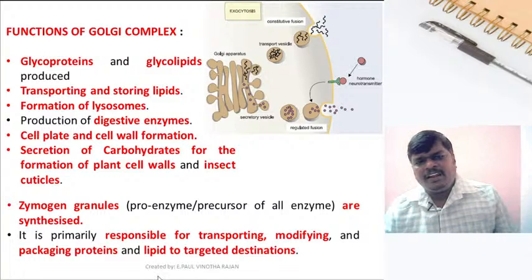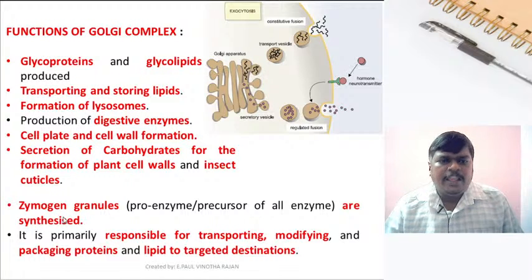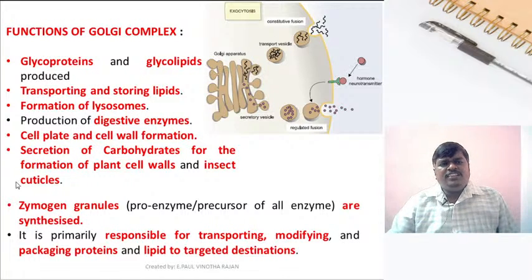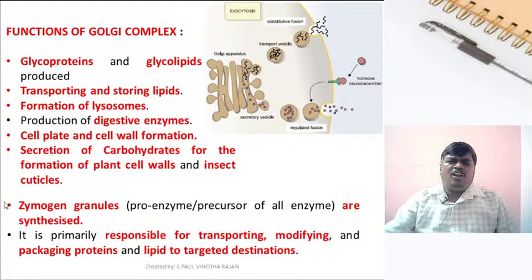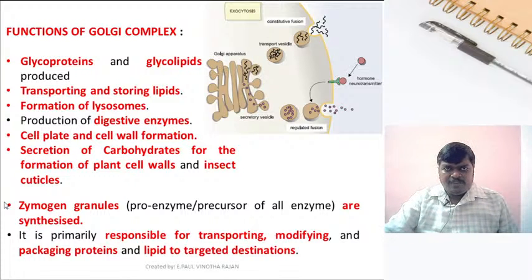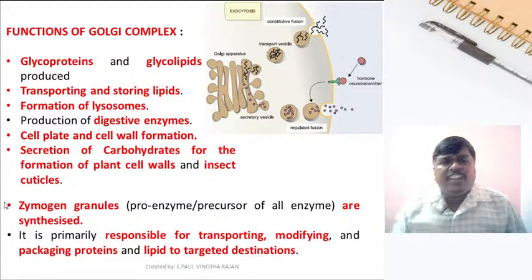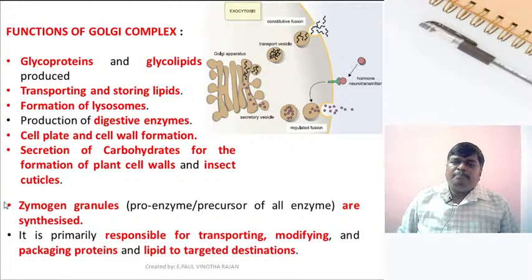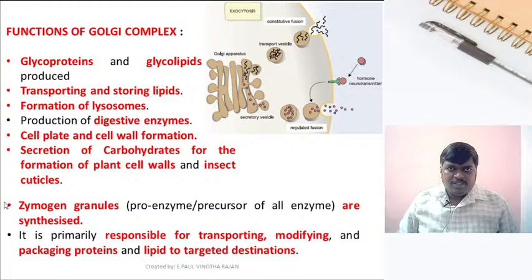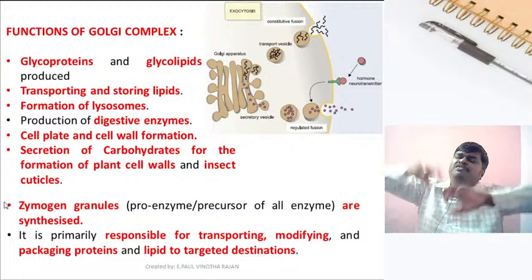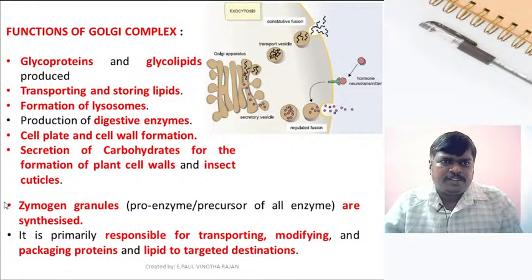And apart from that, Golgi complex contains zymogen granules. These zymogen granules are all the proenzymes. These zymogen granules only become different types of enzymes. It is a precursor for all enzymes. From these zymogen granules, the different kinds of enzymes are formed.